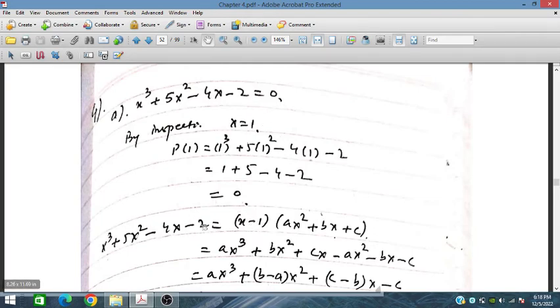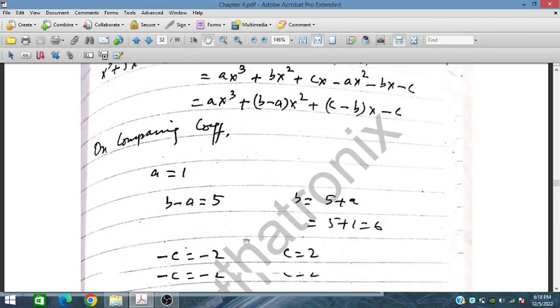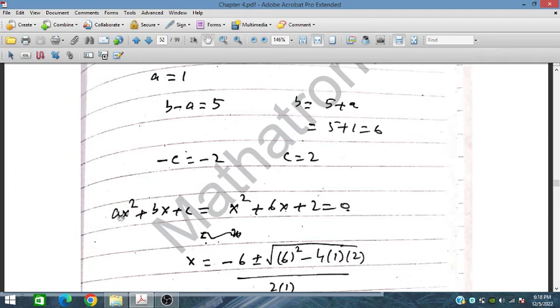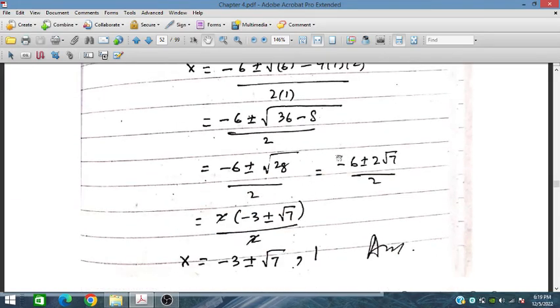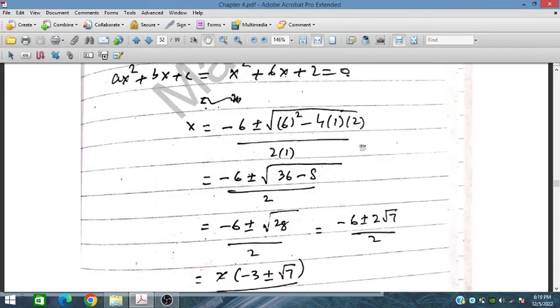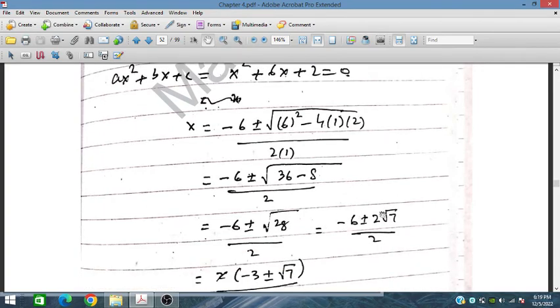And now we write this polynomial in this way, and by comparing coefficients we have obtained ax square plus bx plus c is equal to this one, and we can factorize it, and by factorization we have obtained this solution. Here the discriminant is greater than 0, but it is obtained in surd form. So this is a solution.